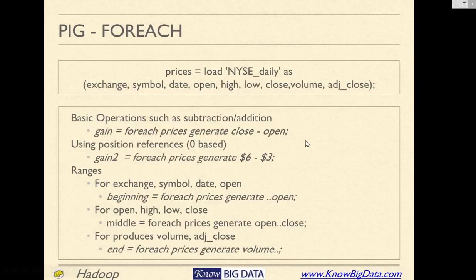Suppose you want to print all the columns between open, high, low, and close, you can use something like open dot dot close. It will print everything which occurs between these two columns, including the two columns. And if you want to print everything after volume, including volume, say you want to print volume and ADJ close, then you can just say volume dot dot. So you can use this notation to pick up columns. You can use the direct column names, you can use positional references, and you can use the dot dot notation as well.